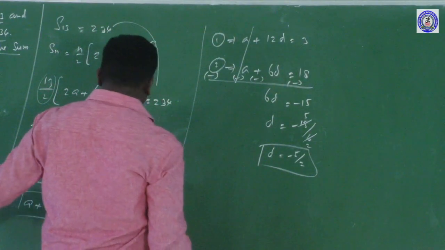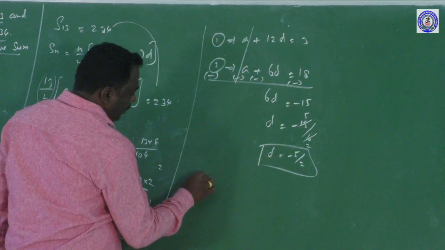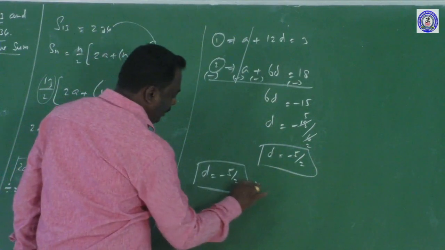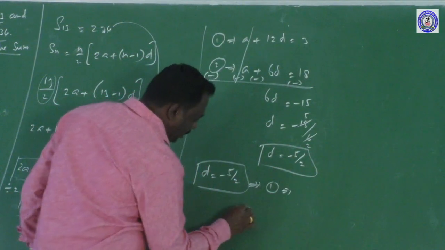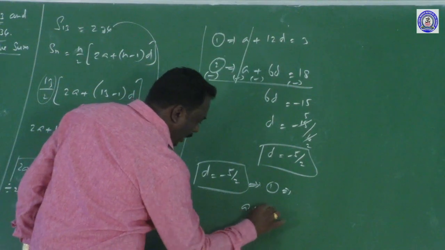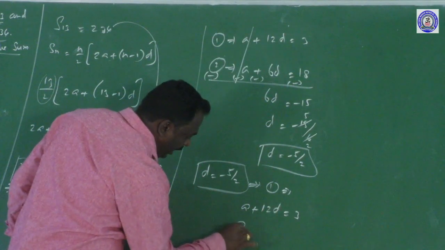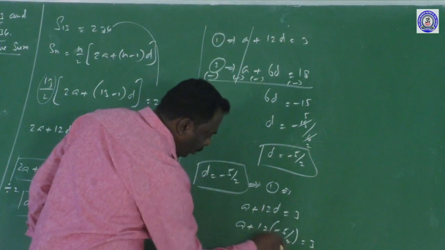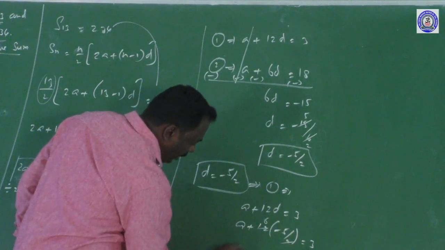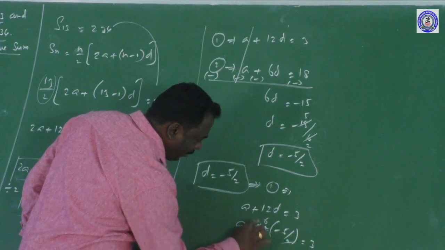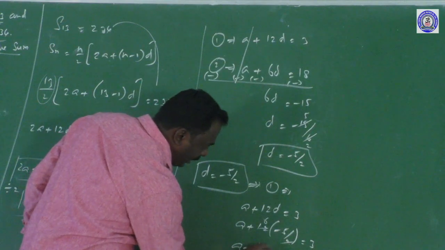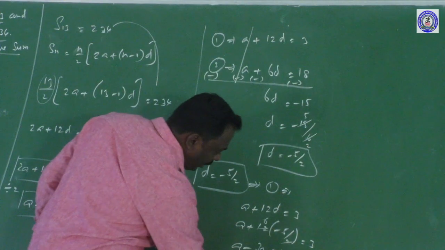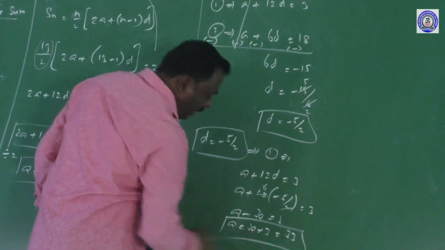Now we substitute in the first equation to find the value of a. D is equal to minus 5 by 2. Substituting in the first equation, a plus 12d is equal to 3, so a plus 12 into minus 5 by 2 is equal to 3. The 2s cancel, giving 6, so a minus 6 into 5, that is 30, is equal to 3. Therefore a is equal to 30 plus 3, which is 33. That is the value of a.